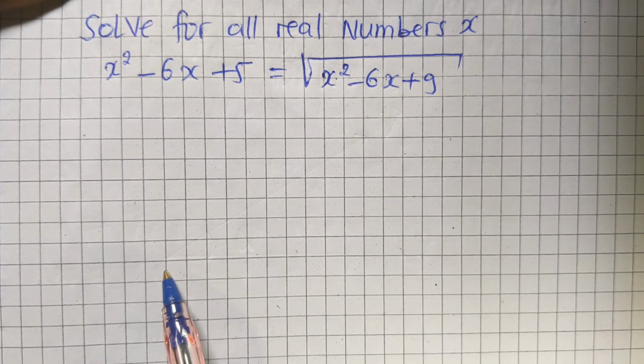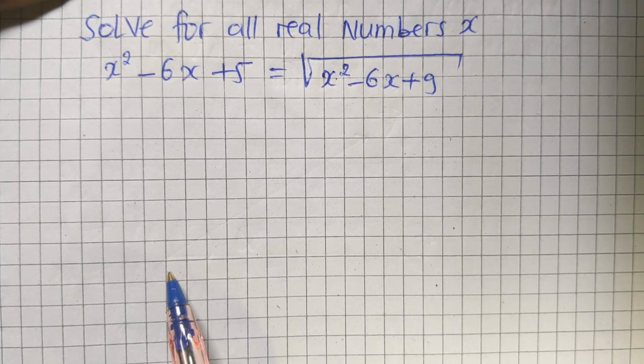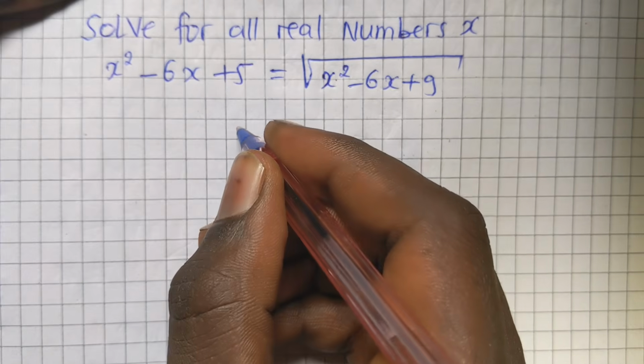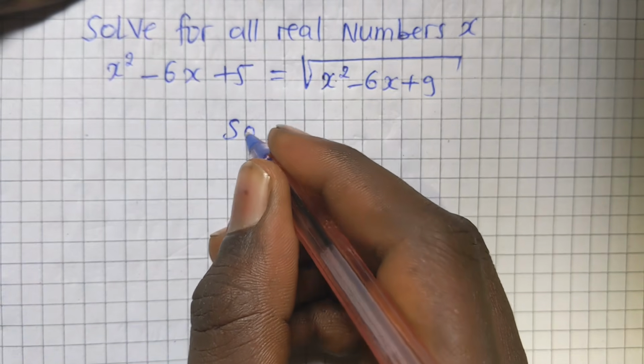Today you are going to solve for all real numbers of x such that x squared negative 6x plus 5 equal to the square root of x squared negative 6x plus 9. So let's begin. Solution.